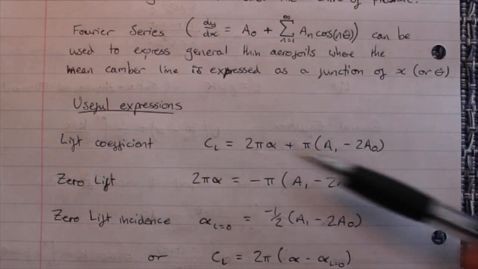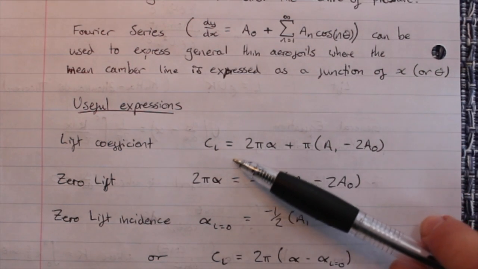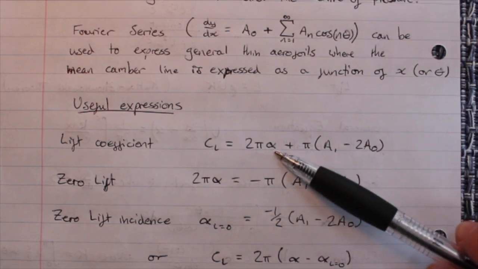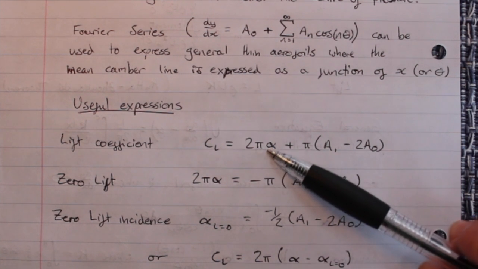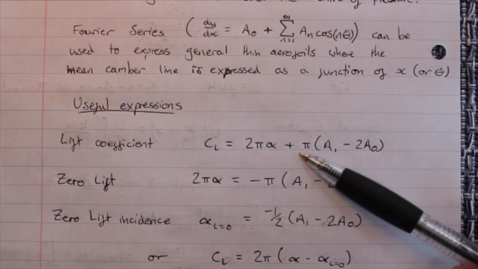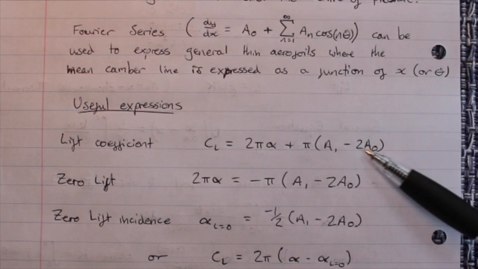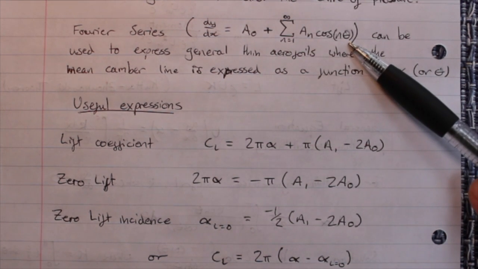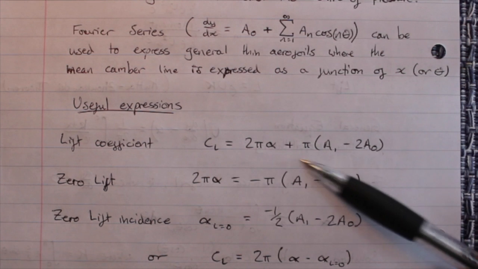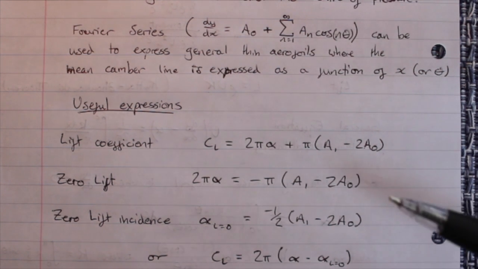First of all, we've got the lift coefficient per unit span, which is given by 2 pi alpha, which is the angle of attack times the lift curve slope, and this is added on to pi times a1 minus 2a0. Both of these are parameters calculated from the Fourier series above here. This section adds on a small angle, which is the difference between the actual 0 lift angle of the aerofoil up to the point at which the aerofoil is actually set on the side of the aircraft.